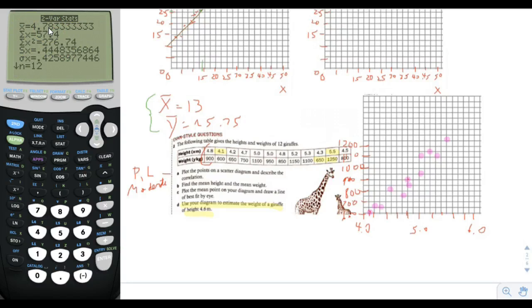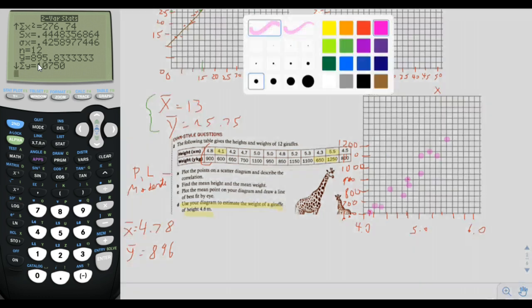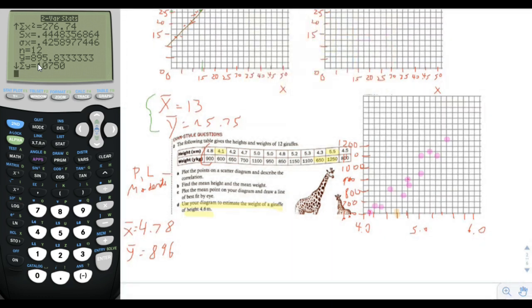So the x bar is 4.78. Remember, always get 3 significant figures. 4.78 x bar. Y bar is 896. Okay? 4.78 and 896. So, let's mark that. 4.78 is about here. Oops, no, it's not. It's right about here. And 896 is about there. So the point is about there, the mean point.